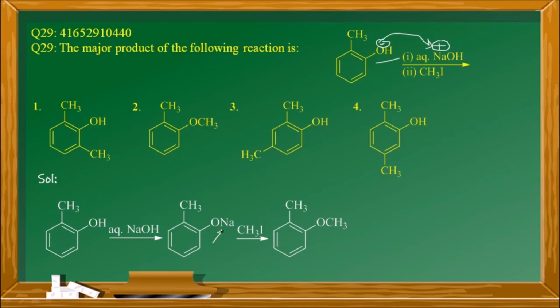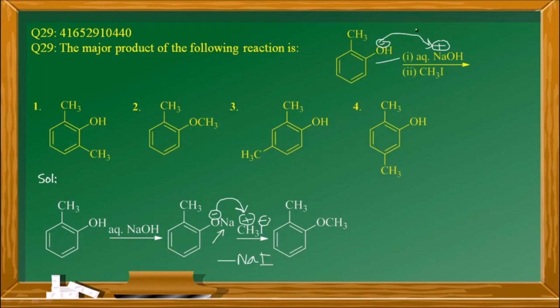This sodium phenoxide in the presence of methyl iodide, what will it do? Methyl iodide has a partial positive charge on carbon and a partial negative charge on iodine. This oxide ion, which is negatively charged, will take up this methyl, with loss of sodium iodide. What is going to happen? Methylation of phenol is taking place. The total reaction is methylation of phenol, that is, a methoxy group is forming.